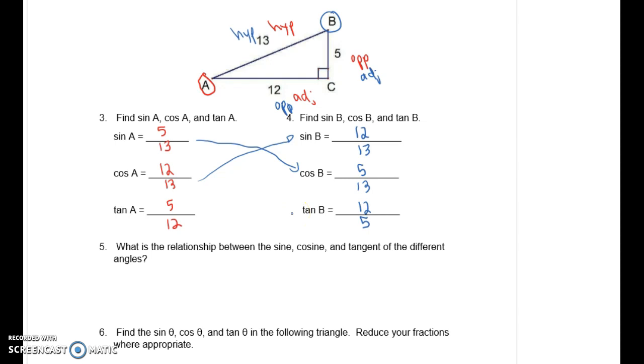So the relationship is that the sine and cosine switch, because they are. Cosine of A is now the sine of B. The sine of A is now the cosine of B. And the tangent, we find the reciprocal. Let's flip the fraction.